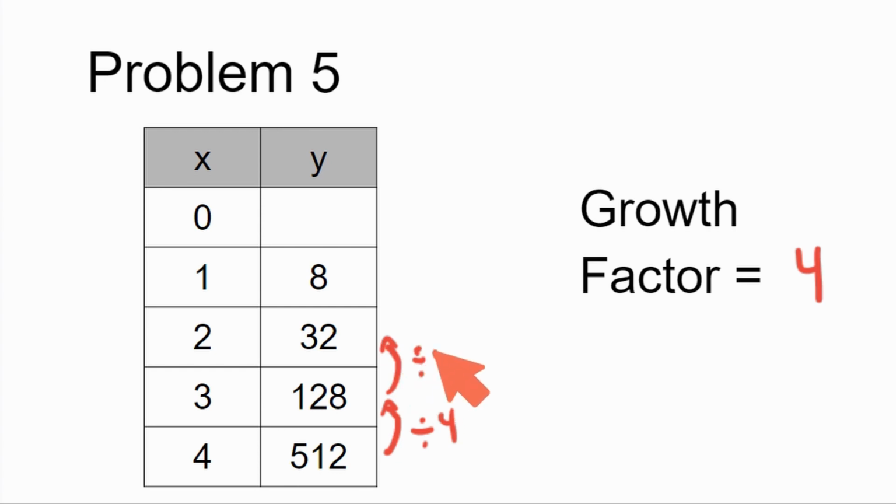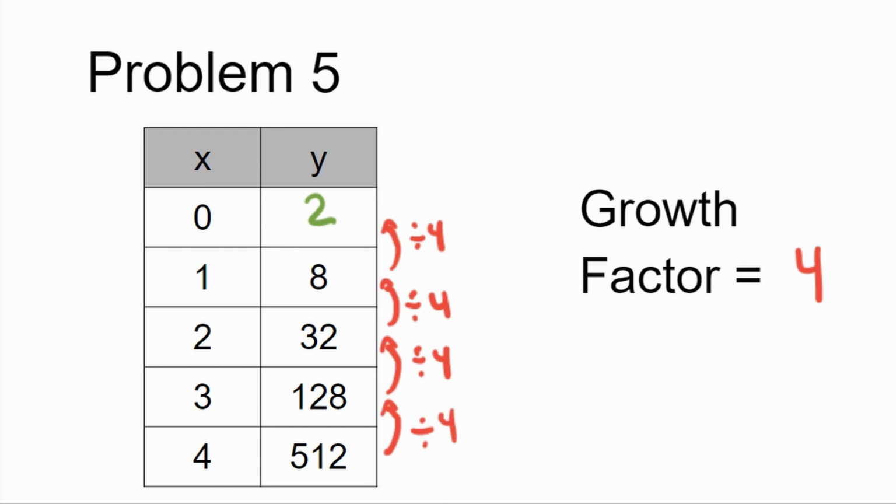128 divided by 4 is 32. 32 divided by 4 is going to be 8. So to figure out my initial value, I can take 8 and divide it by 4. And that will bring me up to an initial value of 2. So moving down, we can multiply. And going backwards, we can divide.